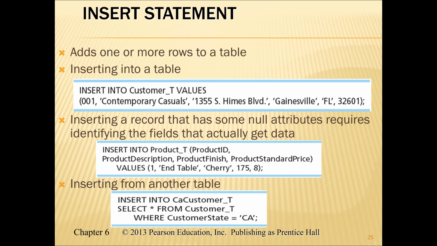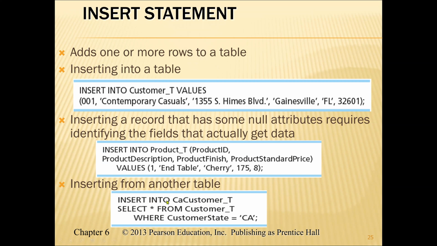So what I'm going to do, I say select asterisk, which means all. So I'm going to select all from customer T. Okay, so the information is in customer T. I create a new table CA customer, and the information I want to put there is in my customer T. So here I will say select all from customer T, where the customer state is California. So this means this table will have only customer information, and those customers are only from California. So that's why we have CA customer.